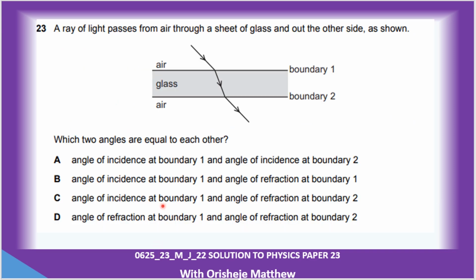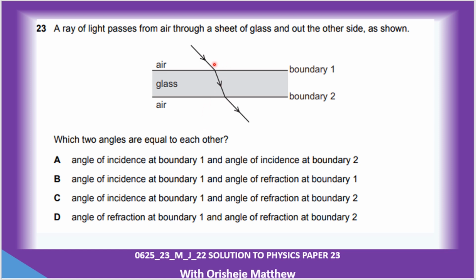Question 22. A ray of light passes from air through a sheet of glass and out to the other side as shown. So what happened to this ray of light? When light travels from less dense medium to more dense medium, the refracted ray bends towards the normal, and when it travels from more dense medium to less dense medium, the emergent ray bends away from the normal to the original path. So if you look at this one here, which two angles are equal?